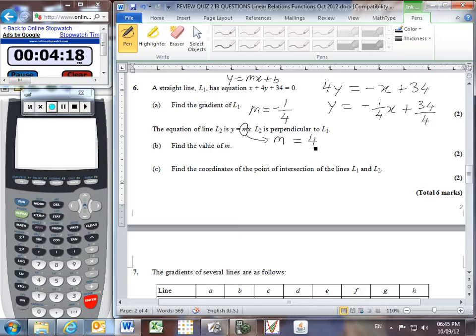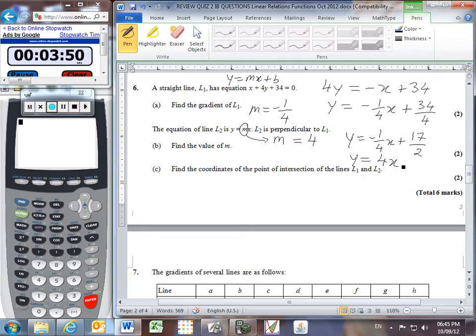And lastly, part C, let's find the coordinates of the point of intersection between line 1 and line 2. We've got our first line, which we've got its equation here. So that's y equals negative a quarter x plus, I can simplify this a little bit, 17 over 2. And I've also got another line, y equals mx, and we figured out that our slope is 4.